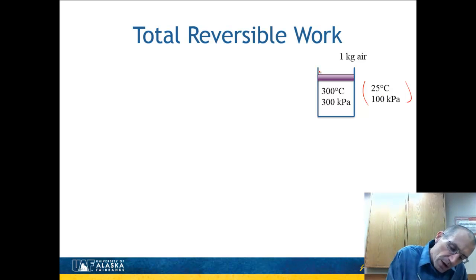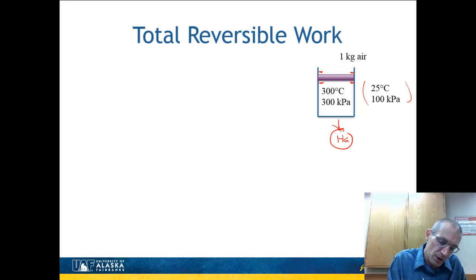So first, I'm going to put some little stoppers on here to restrict this from moving. And I'm going to hook a heat engine up to it and pull heat out of it. It's initially at 300. Generate some work, and then this is going to go into T low, which is at 25 degrees Celsius. So there's my work, and there's the heat.